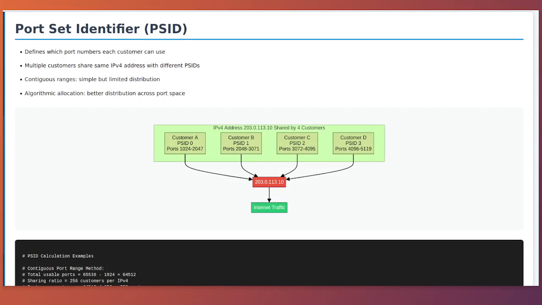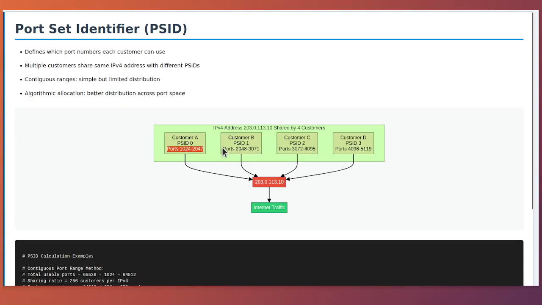Port Set Identifier and Allocation. The Port Set Identifier, or PSID, is the cornerstone of Lw4o6's ability to share IPv4 addresses without centralized state. Understanding PSID allocation and management is essential to grasping how Lw4o6 achieves its scalability advantages. The PSID defines which subset of the 65,536 available port numbers a particular customer can use.